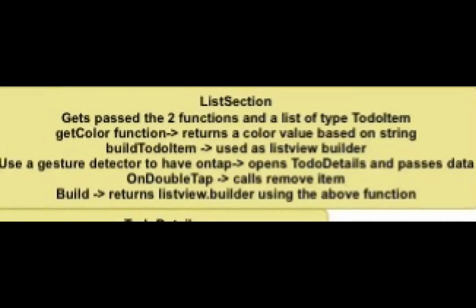The class will have a function to provide a colour in the Flutter material framework based on the colour string that is saved in our database. It will also contain a function to build the list of items, and then finally the build function for the widget, which all widgets in Flutter must have. Now let's get into the code for this class.